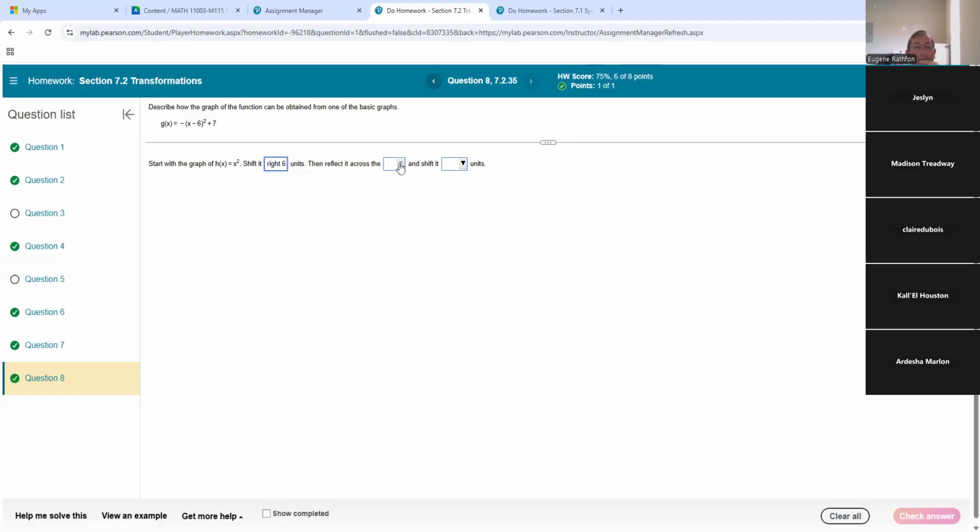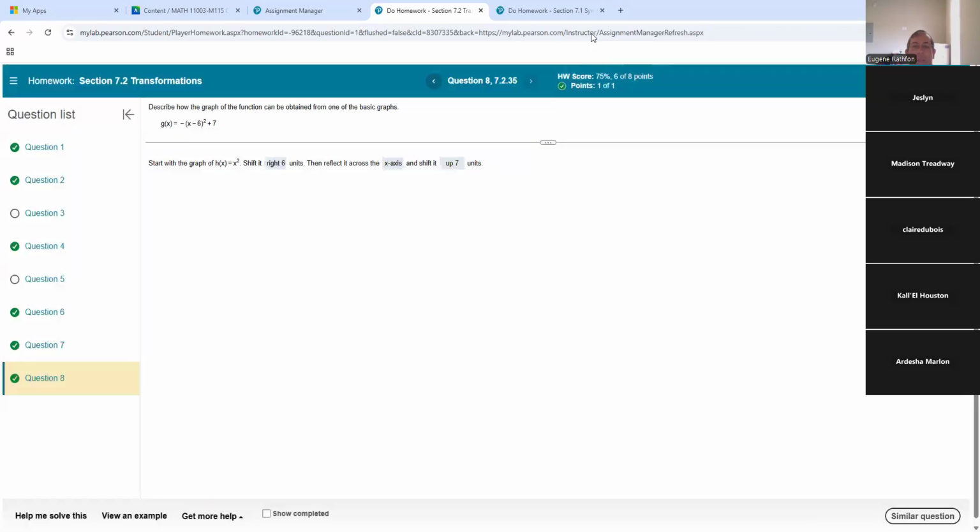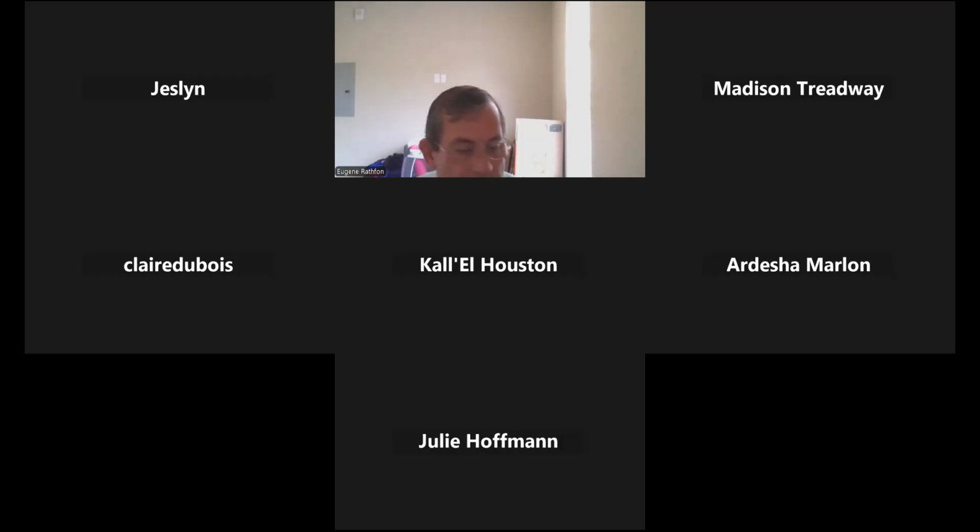All right, then you're going to reflect it across x-axis or y-axis. X, good job. And then you're going to shift it up 6, down 7, up 7, or down 6. So now we're looking at that plus 7 now? So up 7 on that one. Good job, y'all. And then be done with that, okay? All right, y'all. Any questions on those?